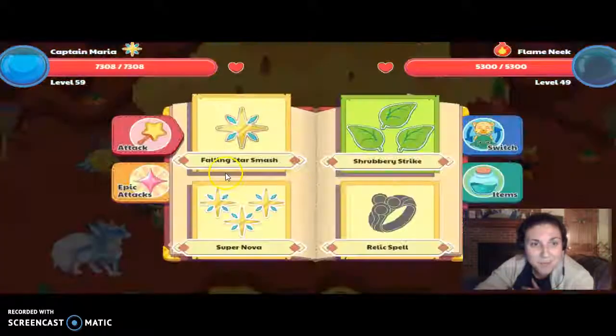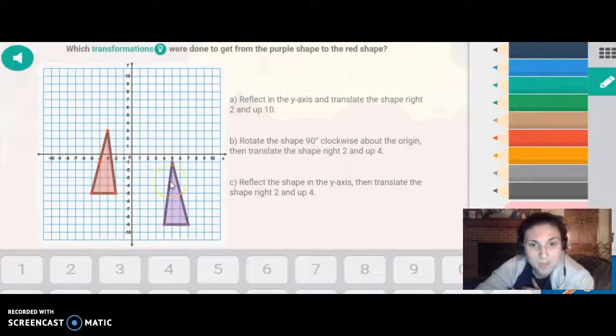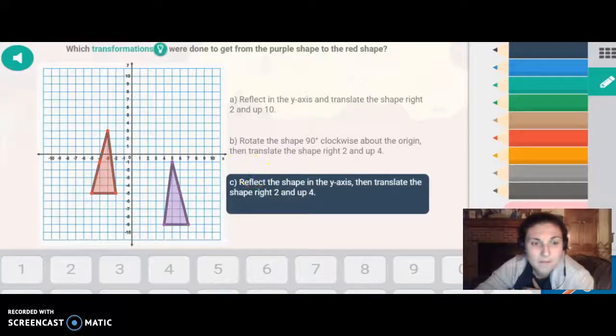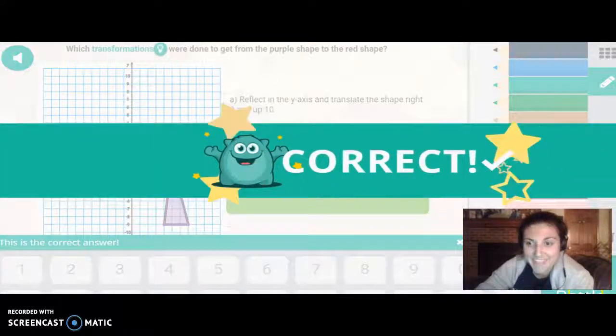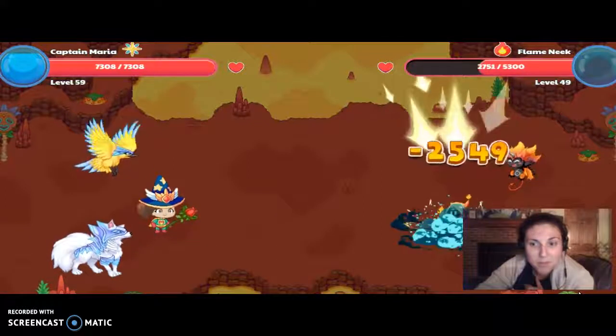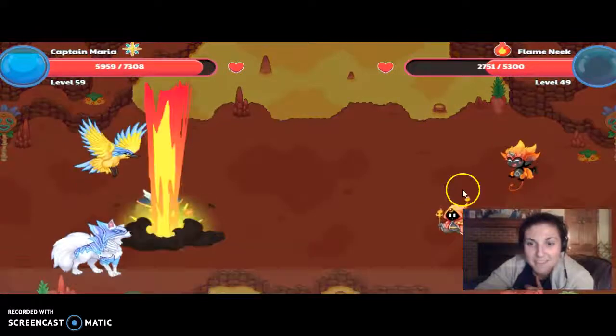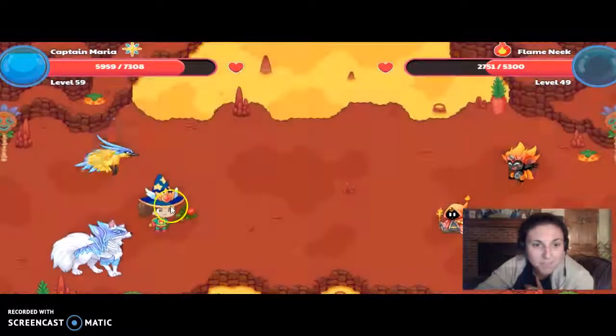So this is an example of a wizard battle where I'm going to pick this attack and I have to answer a math question. What do we think? All right, I think it's going to be a reflection. And then I'm going to go up. And I got it right. So there's an example of a problem that they would get, and you can see since I got it right, they did some nice damage to that monster.